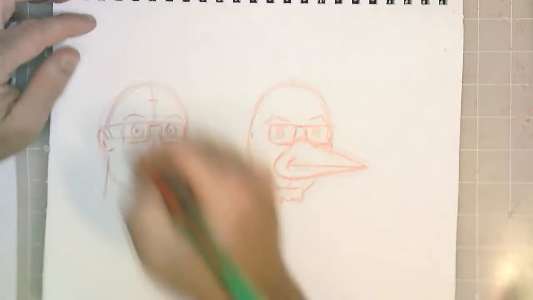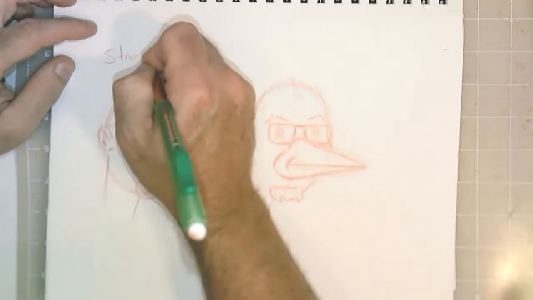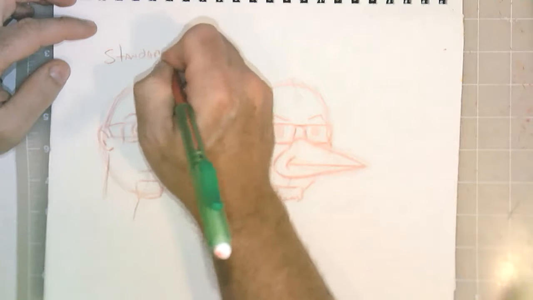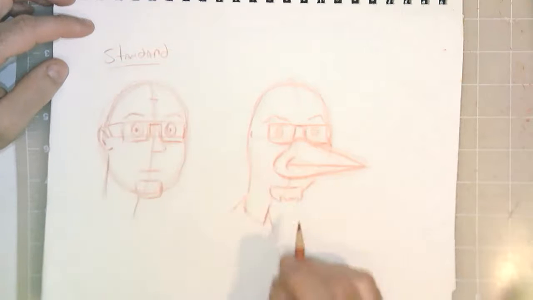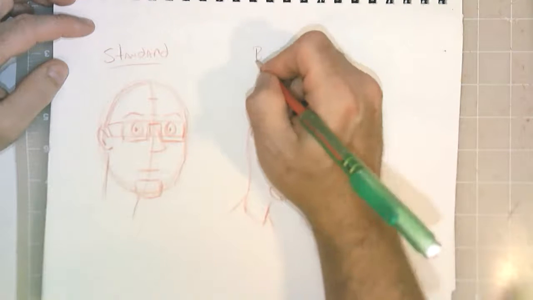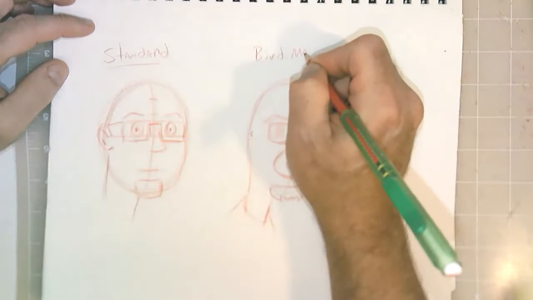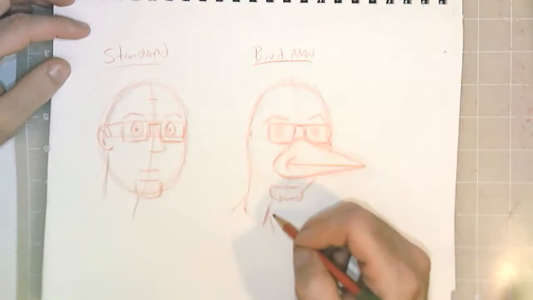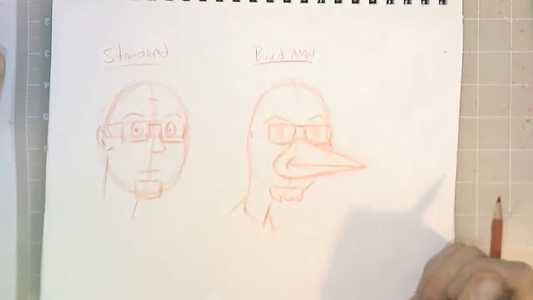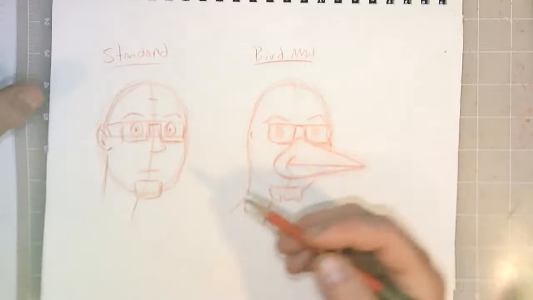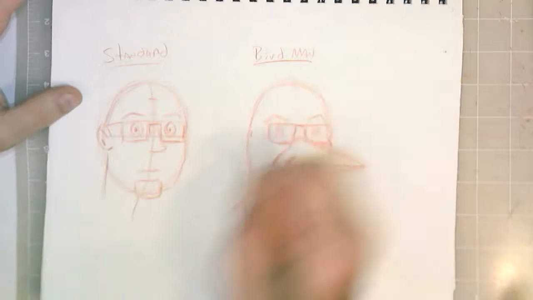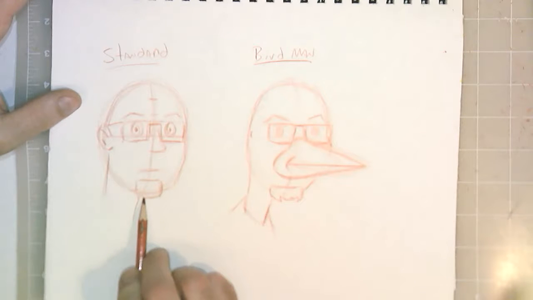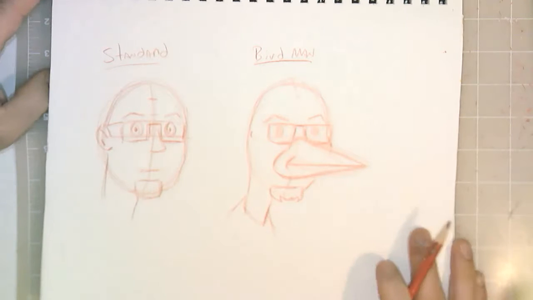So again, this is sort of my standard head. And on this one right here, I'm a bird man. So I'm human, but I have animal characteristics, right? But I've kept certain things about myself that are very specific, in terms of keeping the glasses, the eyebrows, and the shrubbery on the chin.